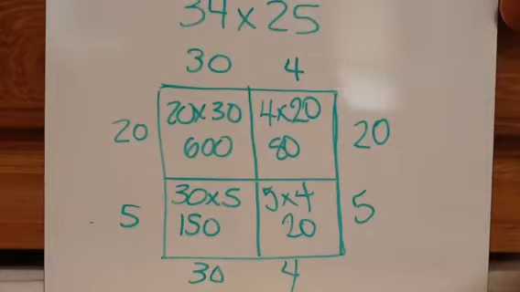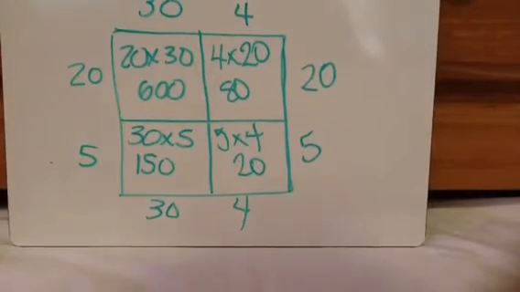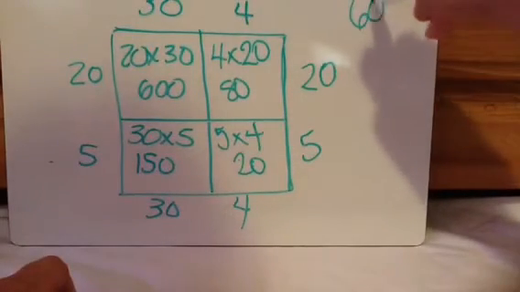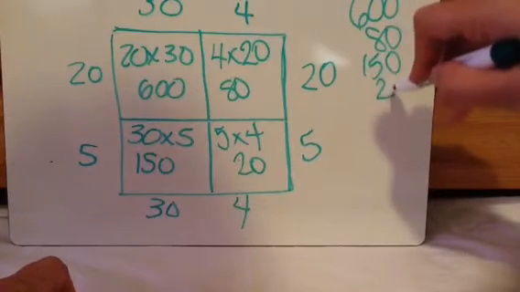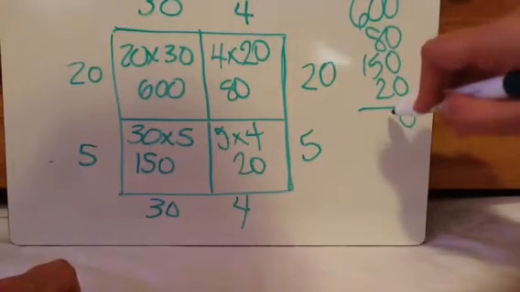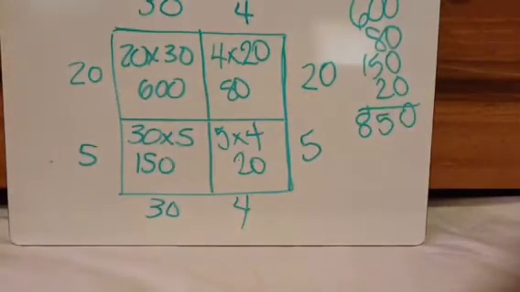So these are your partial products. So then now on the side, you add them up. So 600 plus 80 plus 150 plus 20. So 850 is your answer.